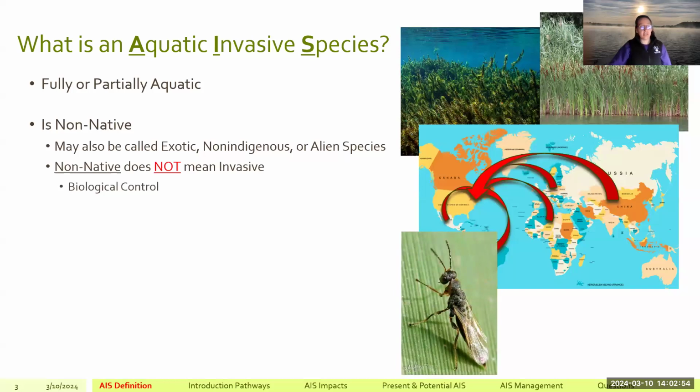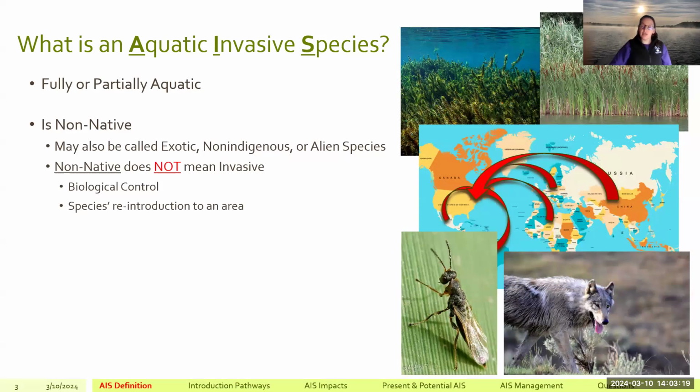Examples of this are species that are used for biological control, such as the arundo wasp right here in this picture. This is being used in California and in Texas to control the giant reed. So it's originally from Spain and from France, but because it's a beneficial species, and even though it's non-native, it's not considered invasive. Other species that are non-native but not considered invasive are species that are being reintroduced to an area. For example, the wolves in Yellowstone that are being brought in from Canada.